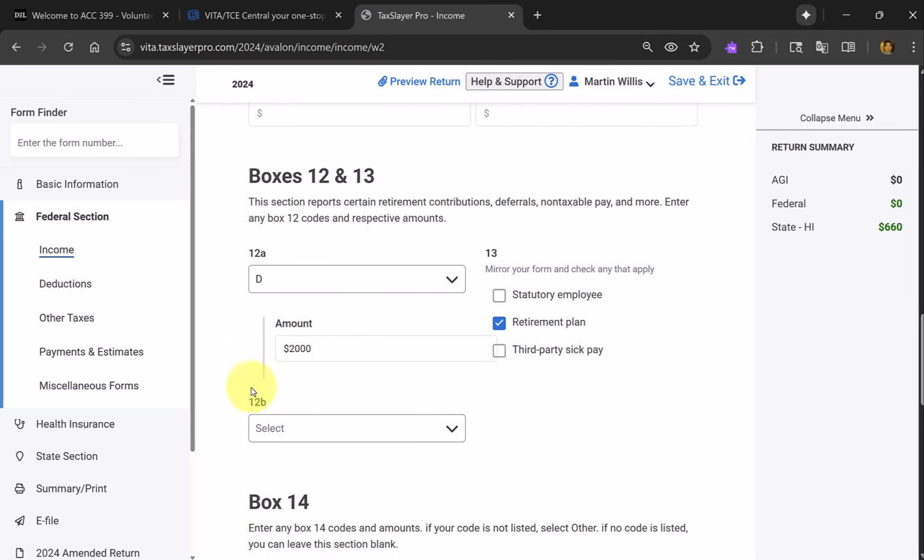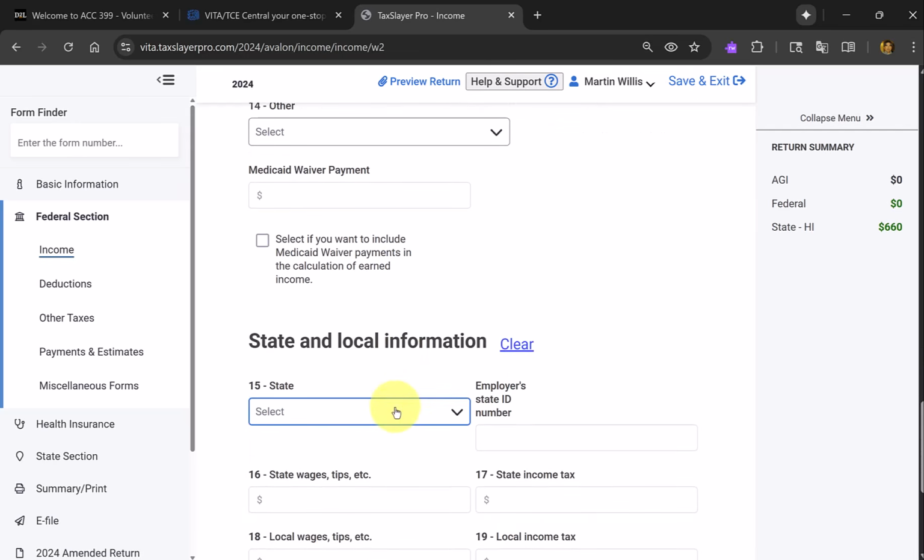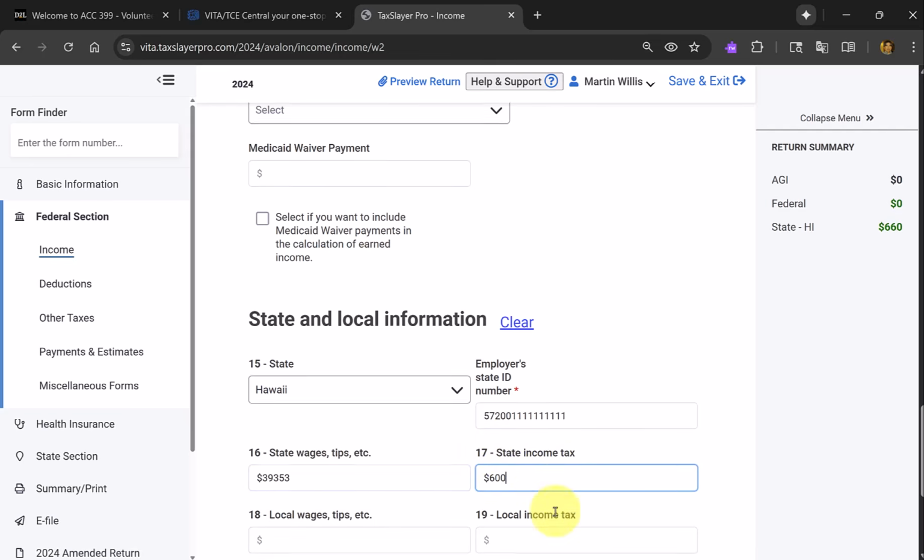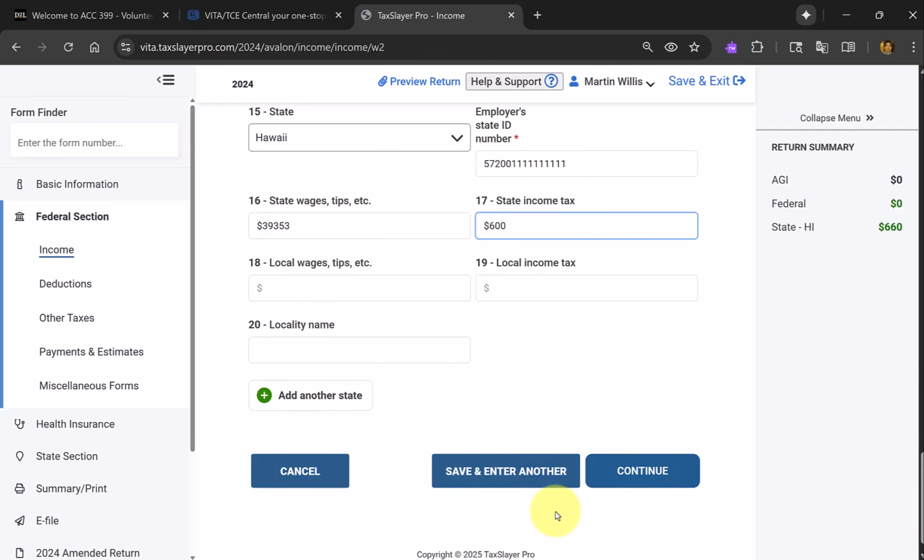State information, way down here in box 15. I'm going to pick Hawaii. And the employer's Hawaii ID number. I'm just making up stuff here, yeah? And it's copying down here in box 16 what I've entered in box 1 at the top. Sometimes it can be different, so make sure you're looking at that W-2 form. Don't assume anything automatically filled in is correct. Okay, pick up the state income taxes withheld on the W-2 form, and I think that's it.